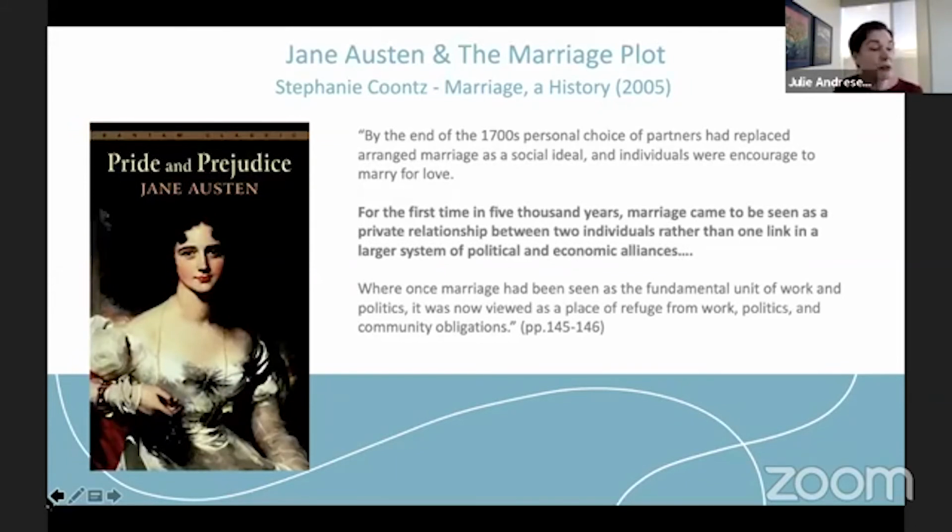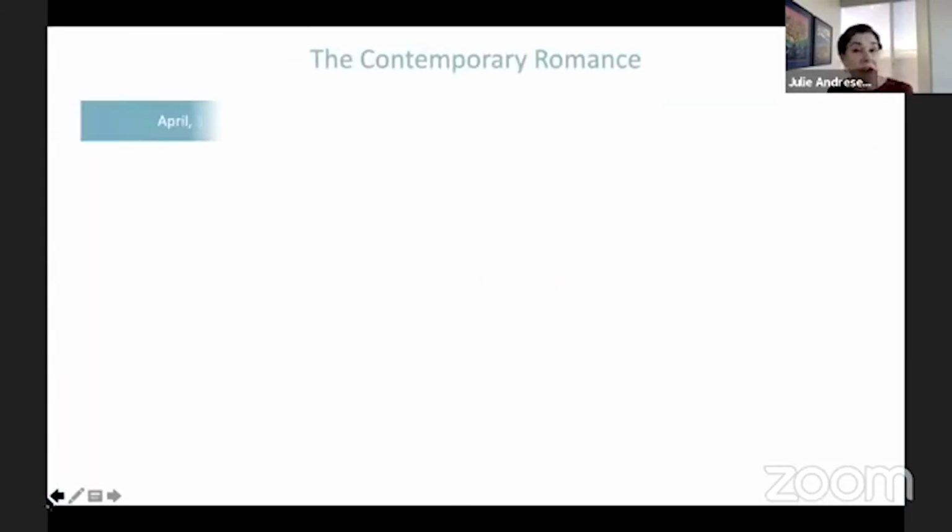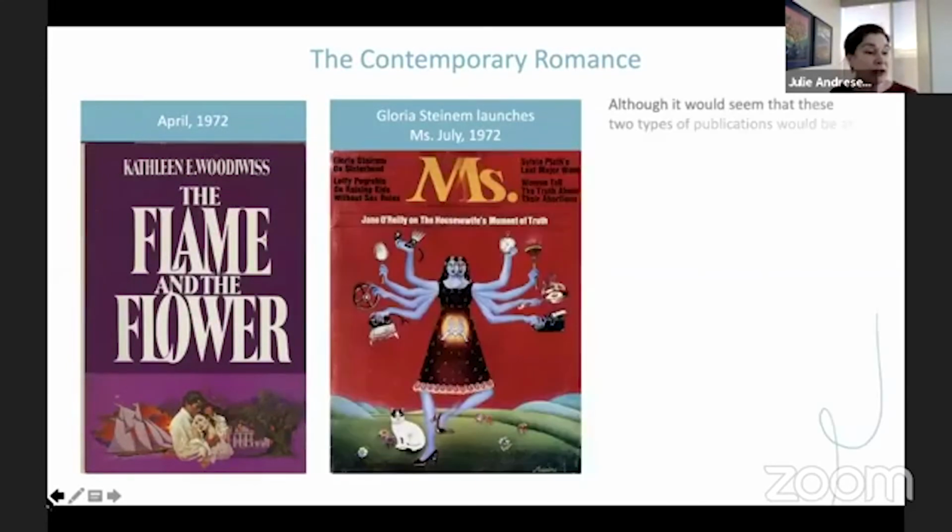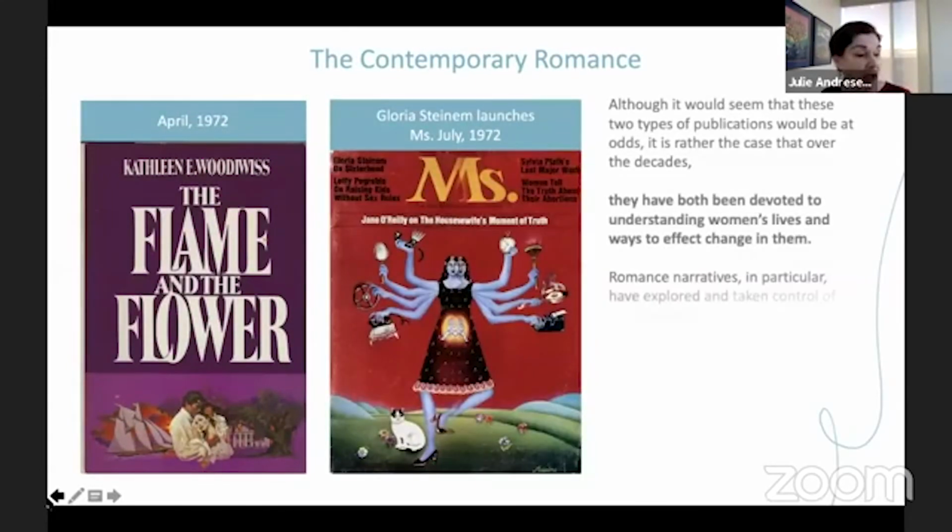Romantic love is eruptive. It can disturb the social order, the class structure. It can disturb the sexual order, heteronormativity. So the contemporary romance, whatever images and notions likely came into your head when you heard me self-identify as a romance writer, bursts onto the scene with Kathleen Woodiwiss's The Flame and the Flower.